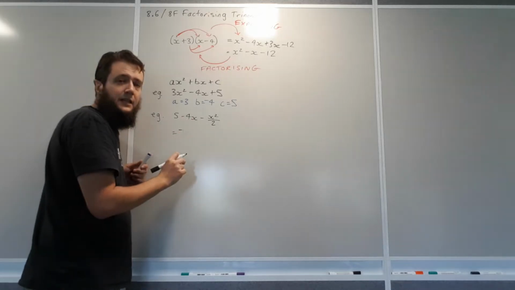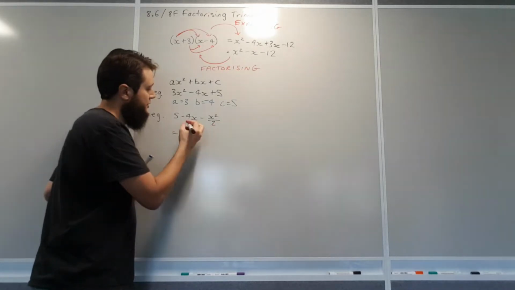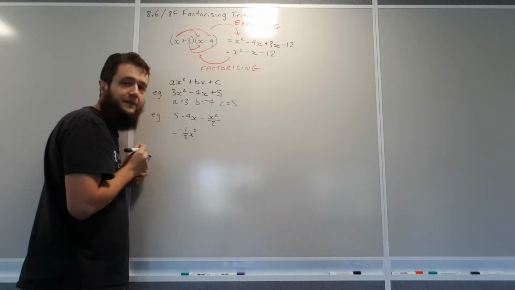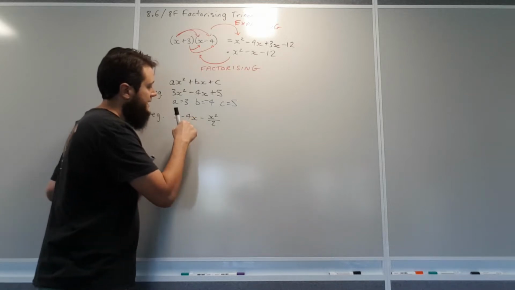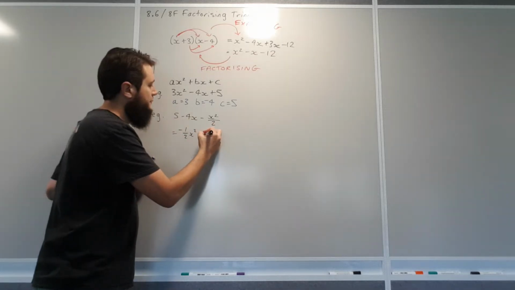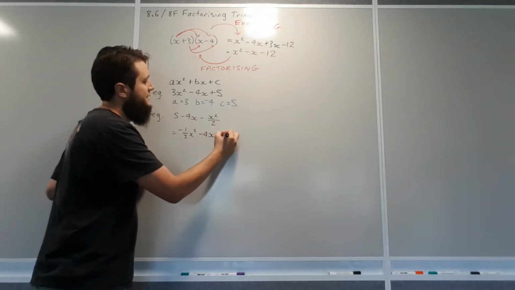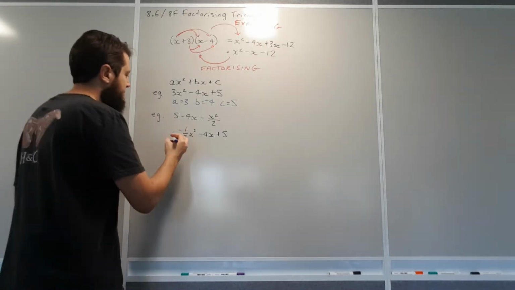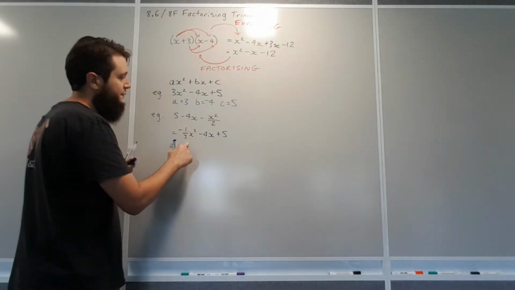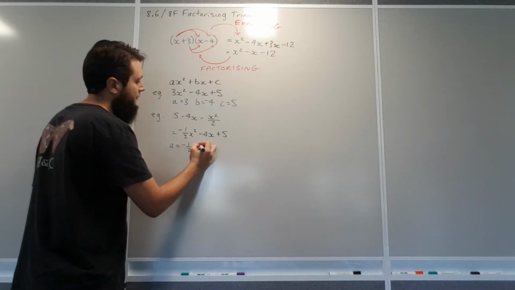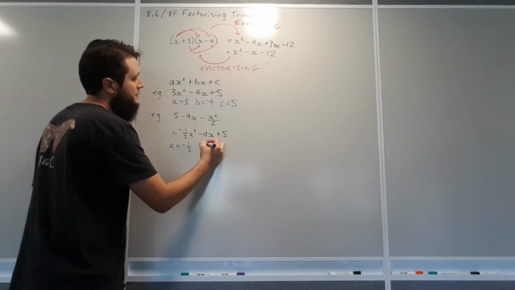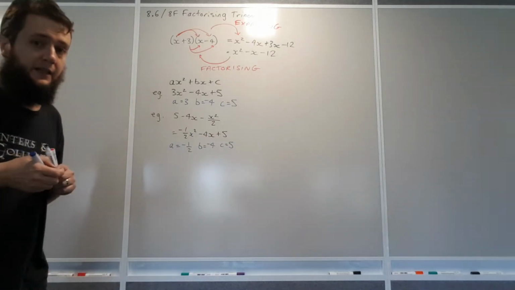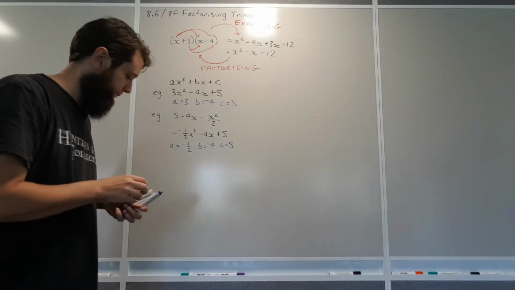Another way you can write that expression is just to call it a half, and then x squared. Next is the bit with the x in it, so it'll be negative 4x, and then plus 5, because there's no negative out the front of the 5. So in this case, it's a bit different. The a will be what's in front of the x squared, it'll be negative a half. The b is what's in front of the x, which is negative 4, and the c is 5 again. All right, that's a more complicated example.